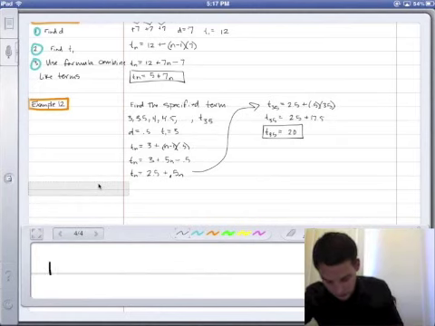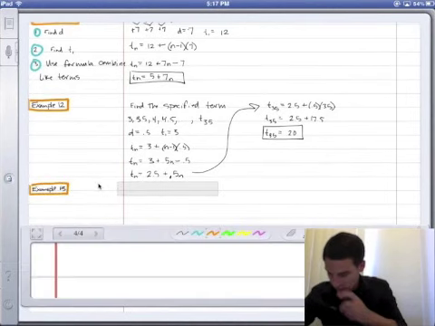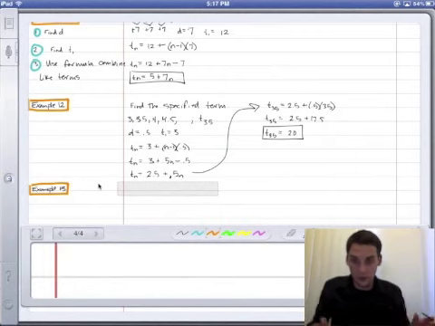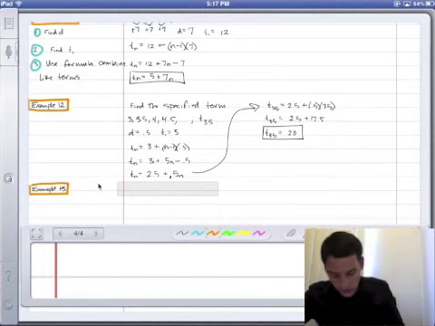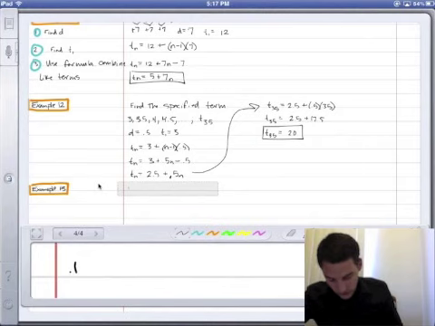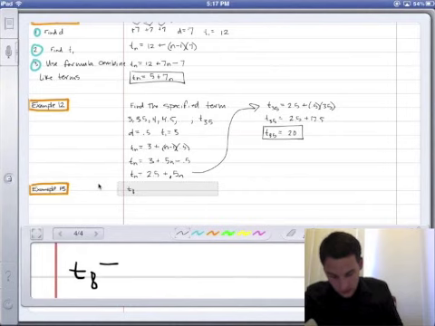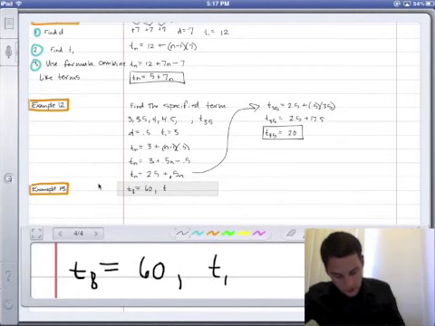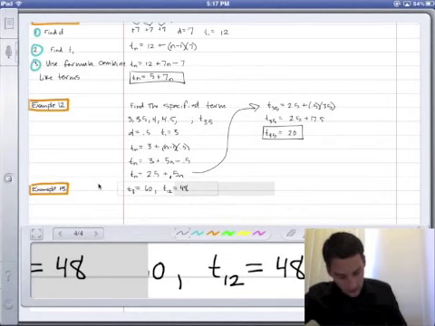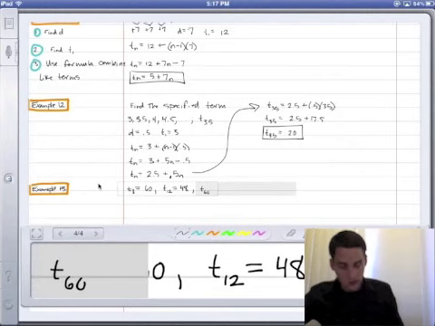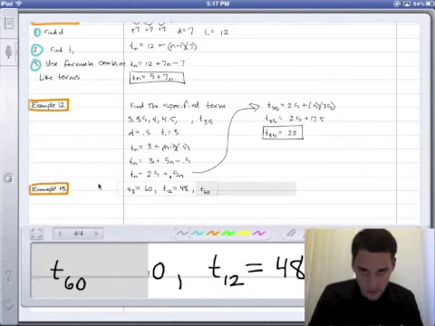Example 13. The instructions here are the same, except they don't give you all the terms. They just give you only a couple terms. So here we'll have t sub 8, the 8th term, is 60. The 12th term, t sub 12, is 48. And they want us to find t sub 60, which is the 60th term.